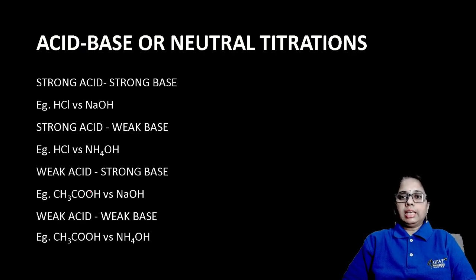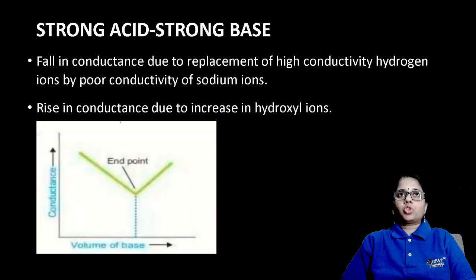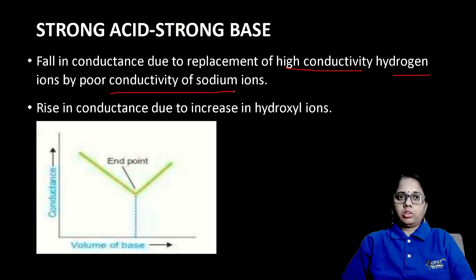Okay, these are some examples of strong acids, strong bases, and different types of weak acids and weak bases. If you see one example, in strong acid and strong base there is a fall in conductance due to the replacement of the high conductivity hydrogen ions by the poor conductivity sodium ions. Here one example is HCl versus NaOH, that is strong acid versus strong base, right? In H plus Cl minus you are going to see H plus ions, and those ions are going to be replaced by the poorly conducting sodium ions. So initially the conductance will be more because of the H plus ions, and later the rise in conductance is due to the increase in hydroxyl ions.